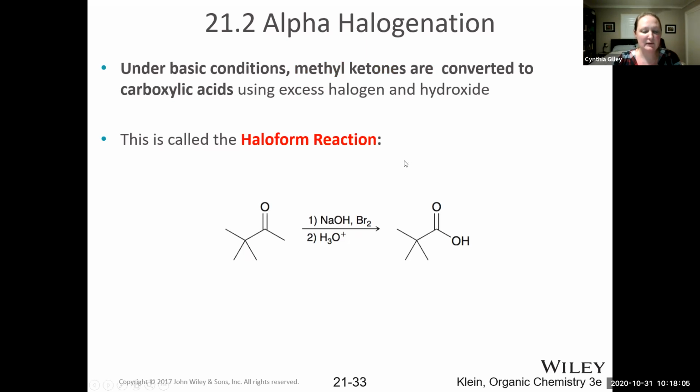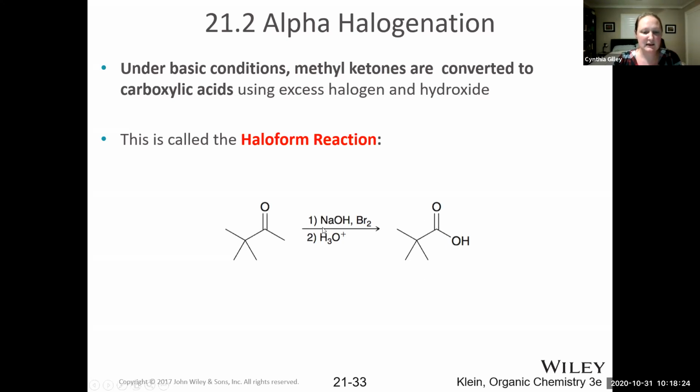Let's talk about the haloform reaction. The haloform reaction is the reaction of a methyl ketone. Notice that we have a ketone here, and on one side we have a methyl group. So that's what I am calling a methyl ketone. The methyl ketone gets converted to a carboxylic acid.